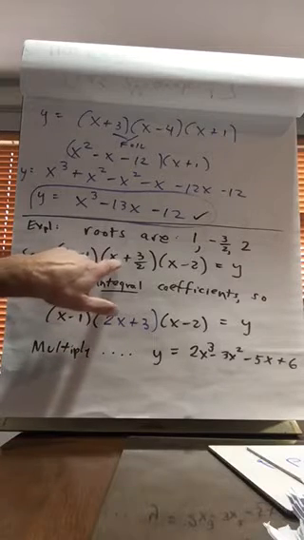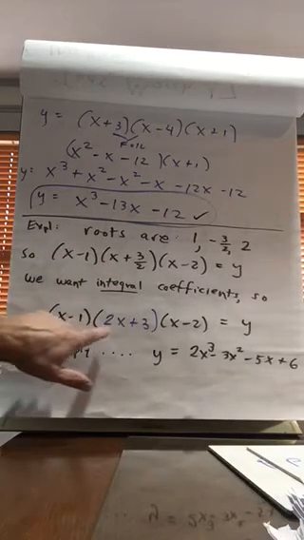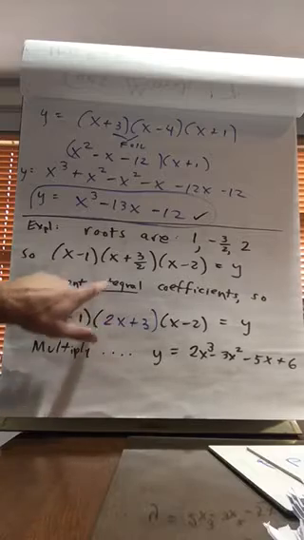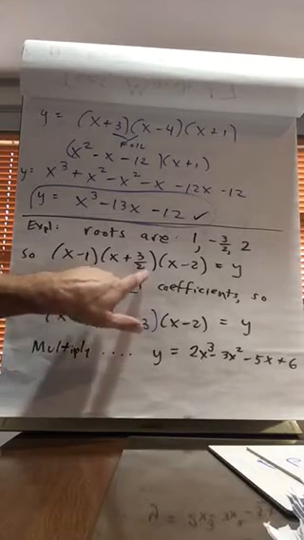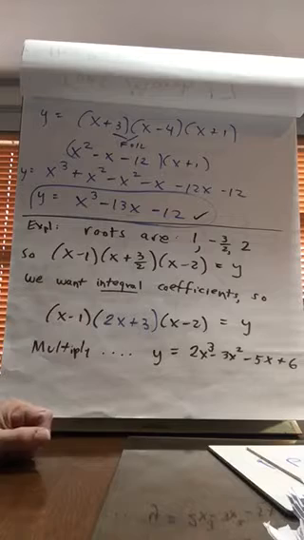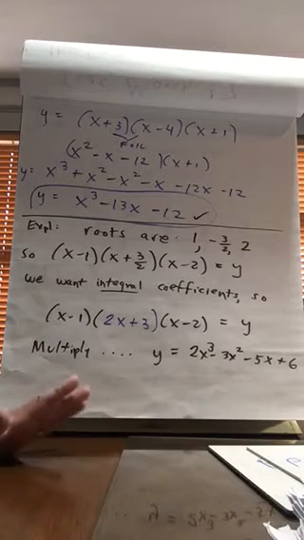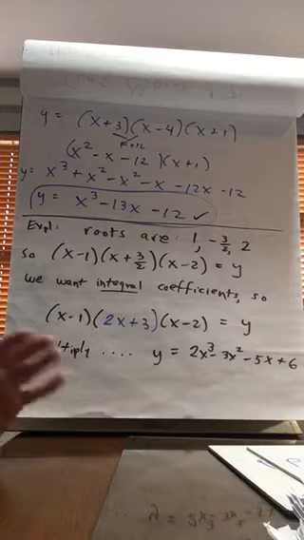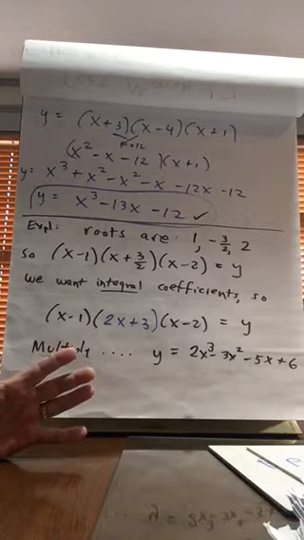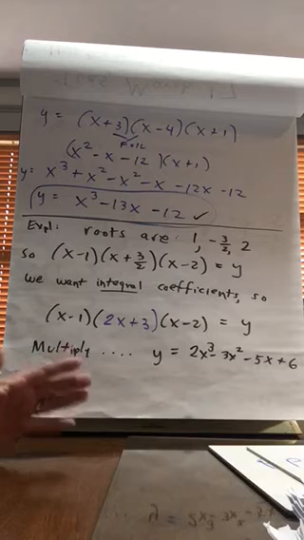What if we multiply this by 2? That creates 2x plus 3. See it there in blue? How do I get rid of 3 halves? Multiply by 2, and I get 2x plus 3. Well, you say that changes the equation. It does, but it doesn't change the roots. All they cared about here was the roots. Remember, multiplying by 2, for example, doesn't change the roots at all. So we're good to do this.